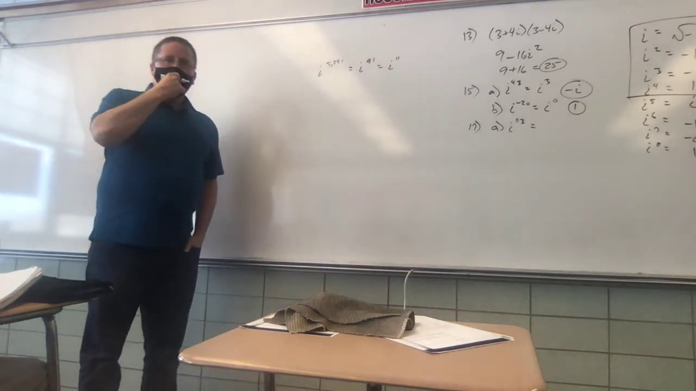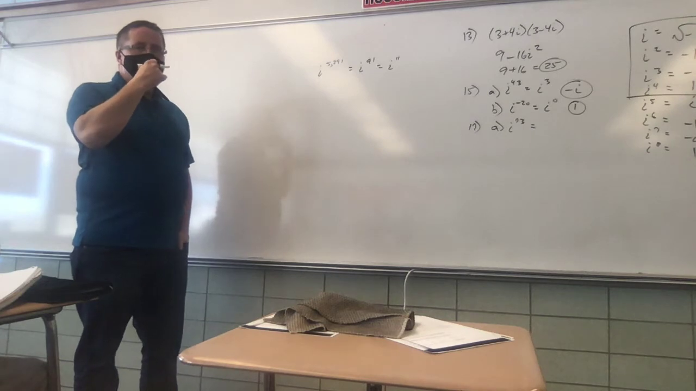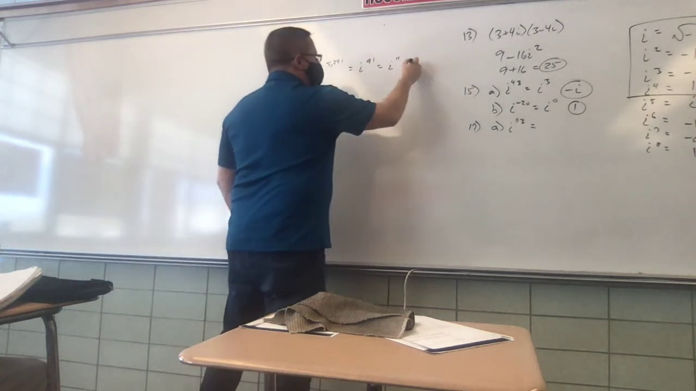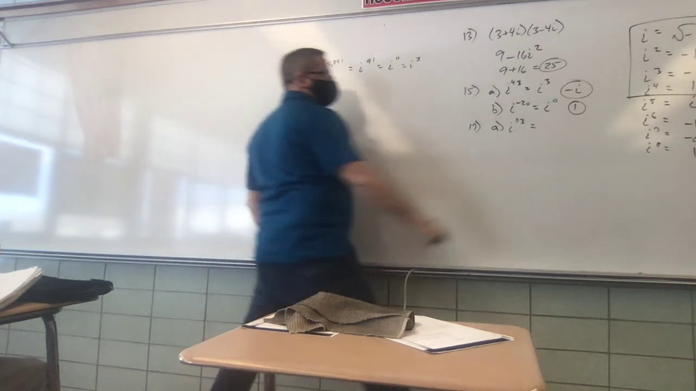Now we're i to the 11th. Give me a number that you know 4 goes into that's close to 11. 8. Chop off 8 of them and you're i to the 3rd. So it's i to the 3rd, which is what? 95.